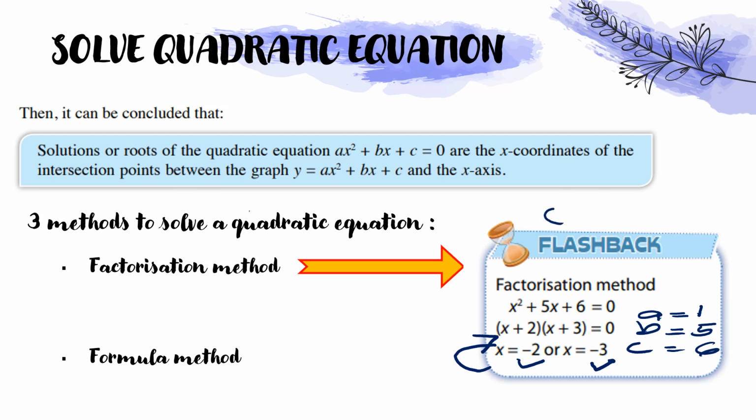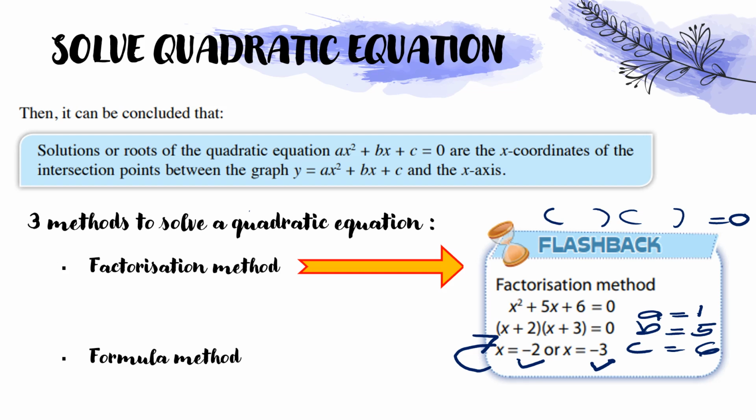So you need to write brackets, equal to 0. How to put these values into the brackets? You just move them to the left hand side. So -2 moves over and becomes x plus 2. And -3 you move and it becomes x plus 3, equal to 0. So this is the factorization method.